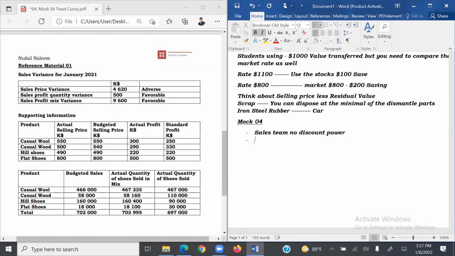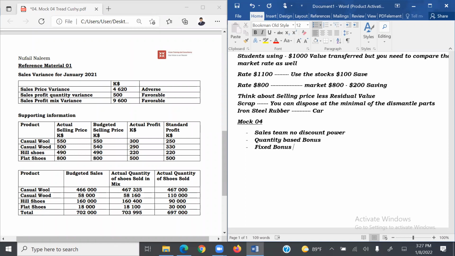The second thing that you need to remember, after sales team has no discount power, is quantity based bonus. You are giving a quantity based bonus. And the next one is, students, fixed bonus. That means if you achieve the target, 1,000 rupees only. So students, these are the sales policies that we are having at the moment.